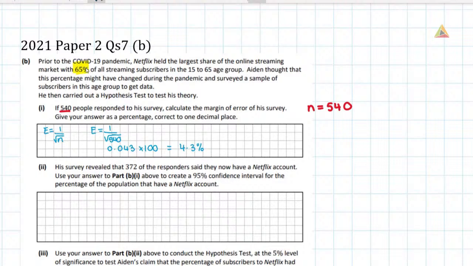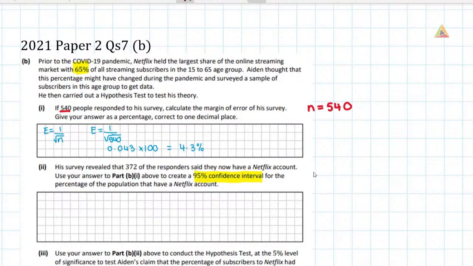Okay. So part 2 says his survey revealed that 372 of the responders said they now have a Netflix account. Use your answer to B part 1 above to create a 95% confidence interval for the percentage of the population that have a Netflix account. Okay, so we want to create a 95% confidence interval. So that's what they're asking us to do in this part.